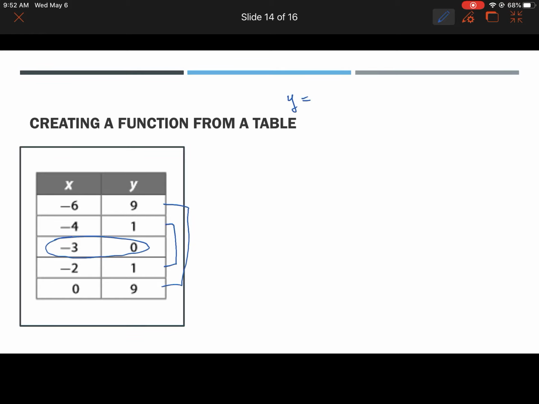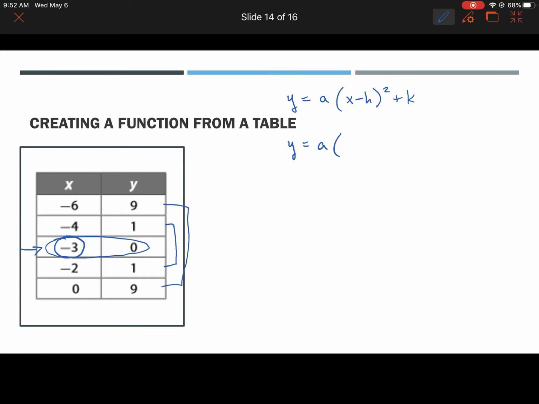So what I'm going to do is use a simpler version, I'm not going to use f of x, just to keep things simple. So y equals a times x minus h squared plus k. Keep in mind that this vertex is our h and k, but remember that the x value, or the h, is the opposite. All right, so we're going to plug this in.